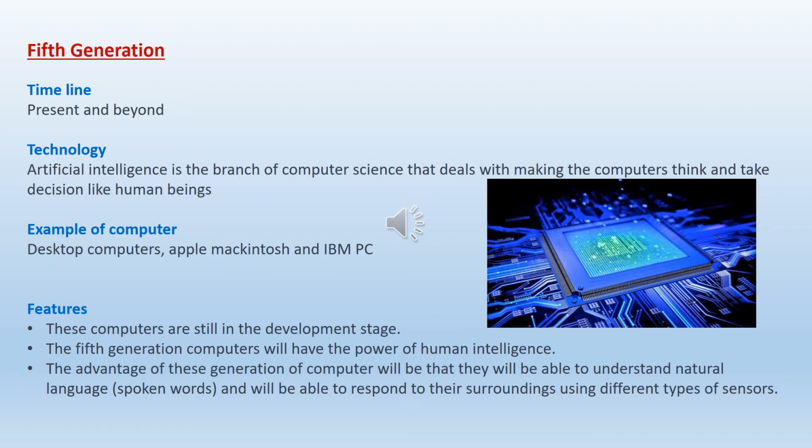The advantage of this generation of computers is that they will be able to understand natural language, that means the spoken words, and will be able to respond to their surroundings using different types of sensors. So in this fifth generation, they will be able to understand natural language, that means the spoken words around them, and also they use different types of sensors.